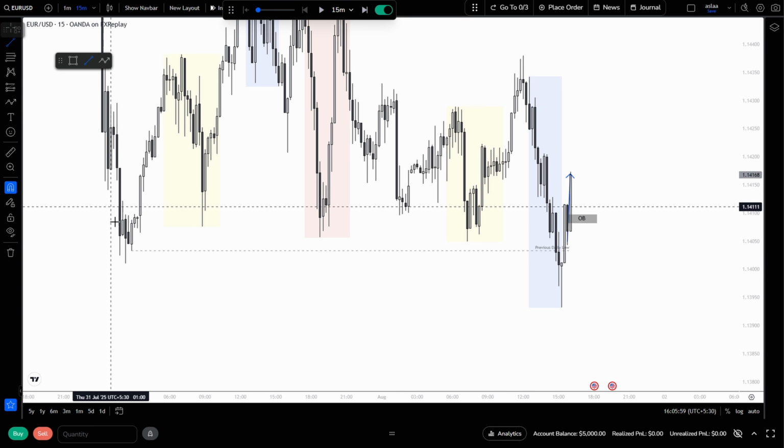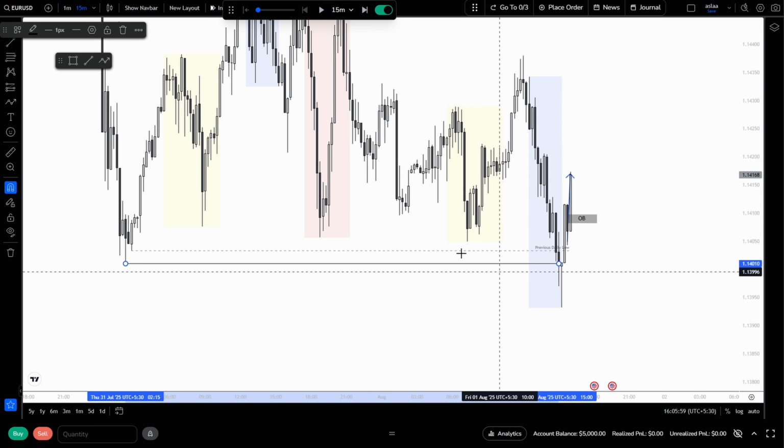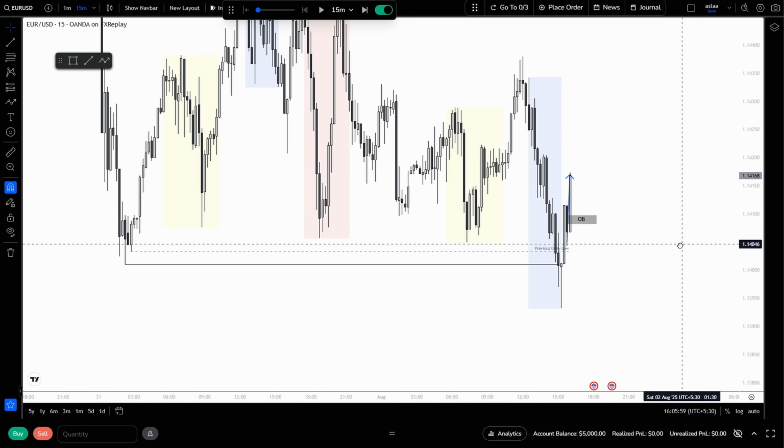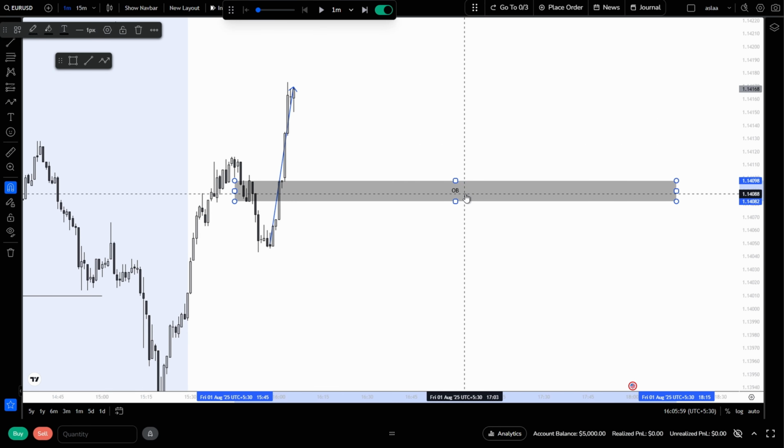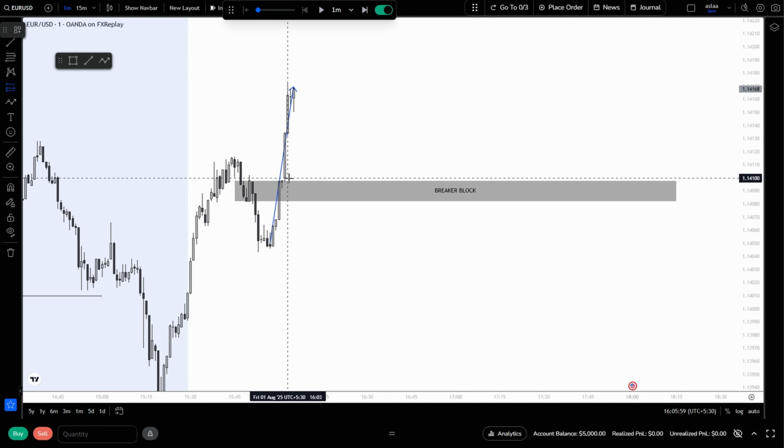You can see that price is in a bullish continuation. Because of that, we can now use this breaker block as a bullish PD array. When price comes back into this breaker block, we can reasonably expect price to respect this level and continue higher. This gives us a very clean trading opportunity.